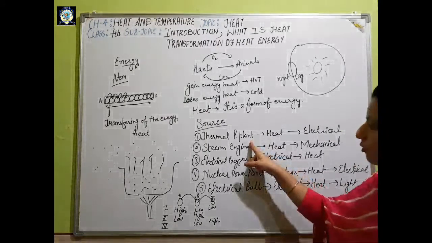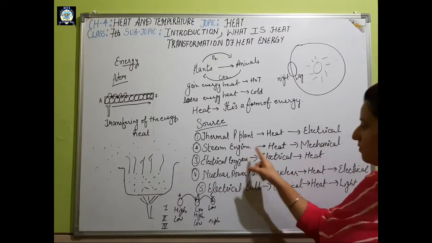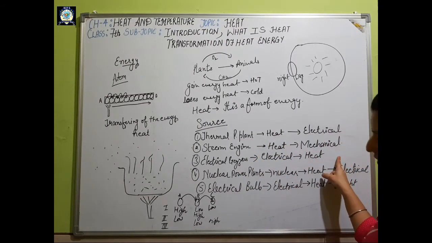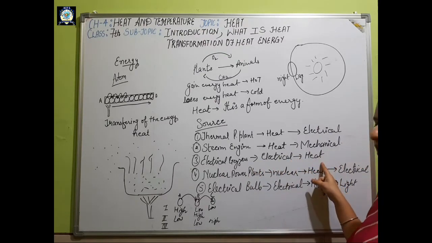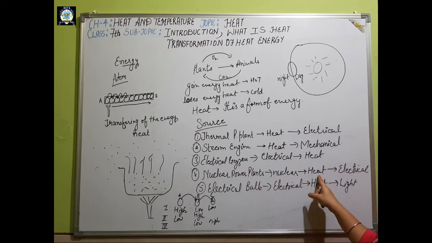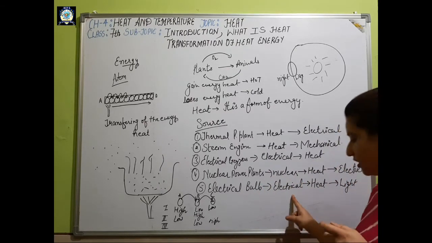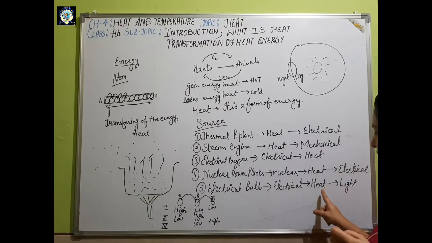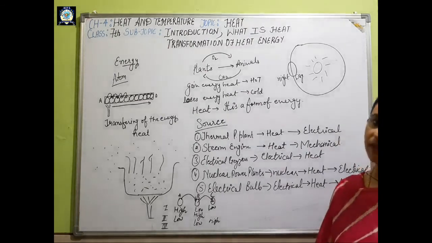Then a thermal power plant will change the heat energy into electrical energy. A steam engine will change the heat energy into mechanical energy. Electrical geysers change the electrical energy into heat energy. Nuclear power plants change the nuclear energy into heat energy first, and then into electrical energy. And an electrical bulb will change the electrical energy into heat energy, and heat energy will be changed into light energy later on. So I hope you understood all the topics very well.